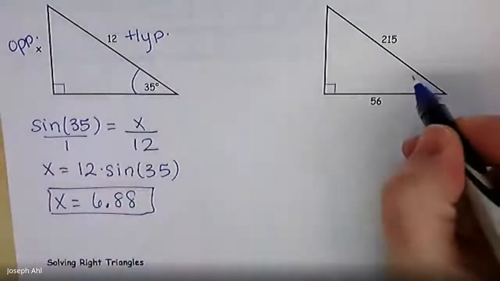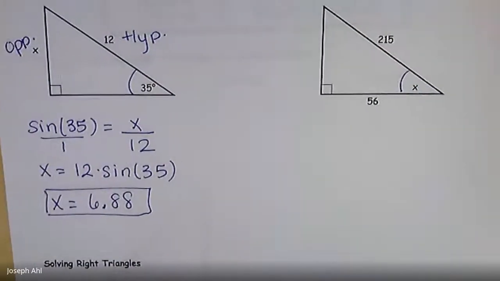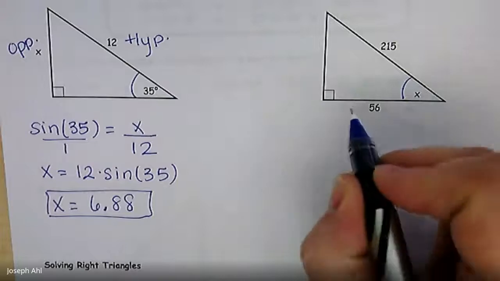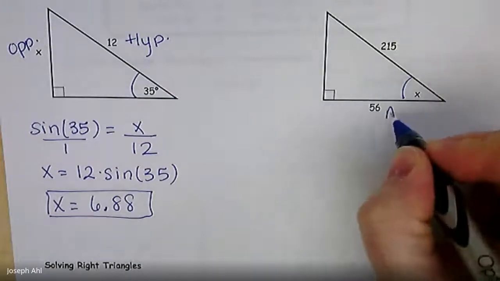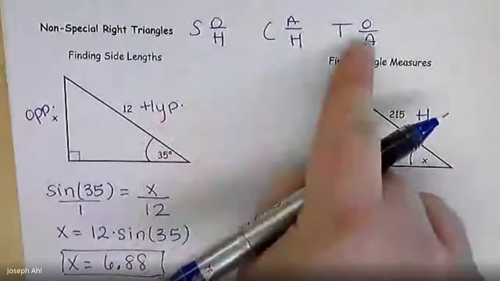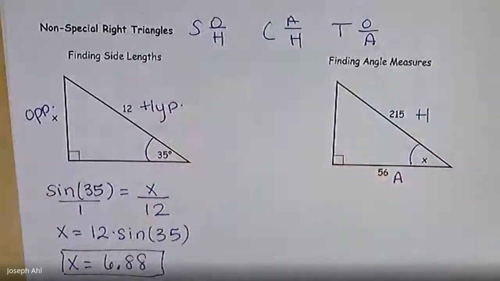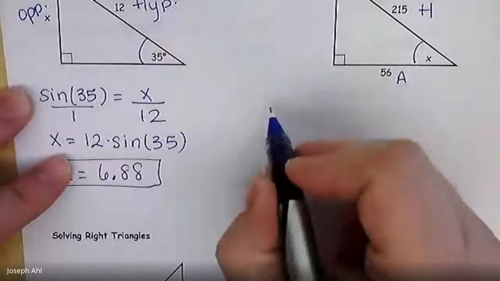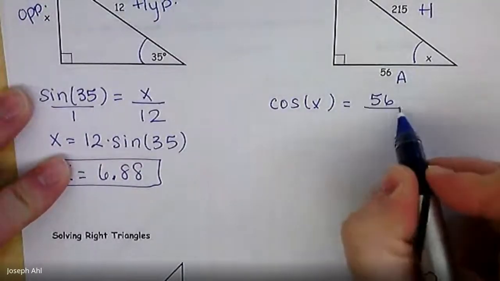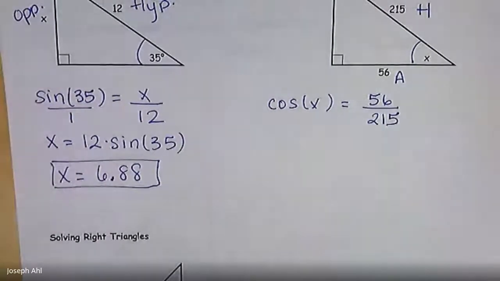If you're trying to find an angle, the one that's labeled x right here, we're still going to set this up with sine, cosine, or tangent. What do I know this time? I know the adjacent side to x, and I know the hypotenuse. So if I'm looking at SOHCAHTOA, adjacent and hypotenuse definitely stands out as a cosine example to me. So cosine of the angle x would equal the ratio of 56 over 215.